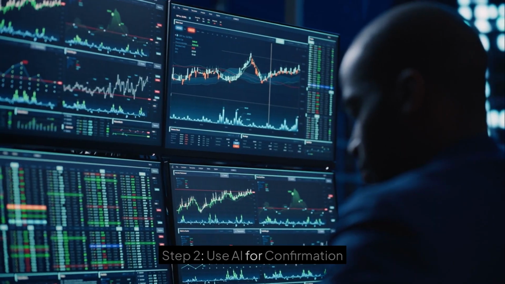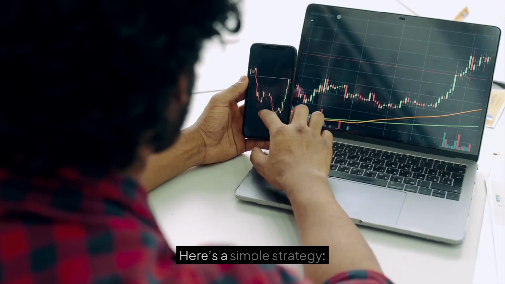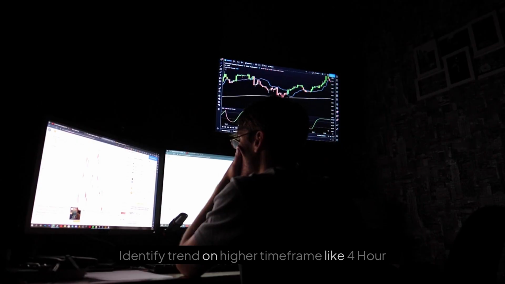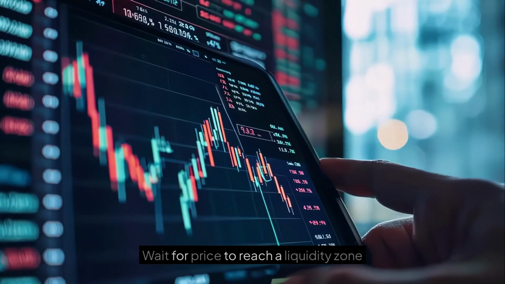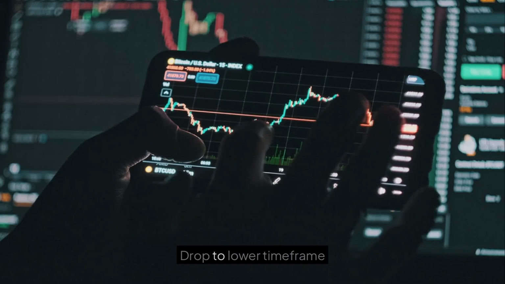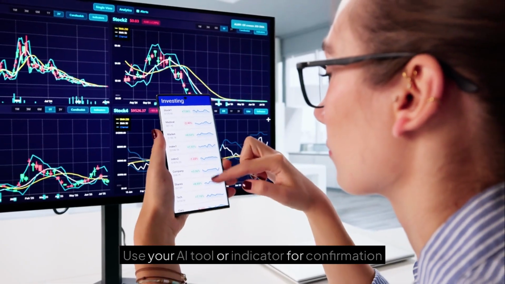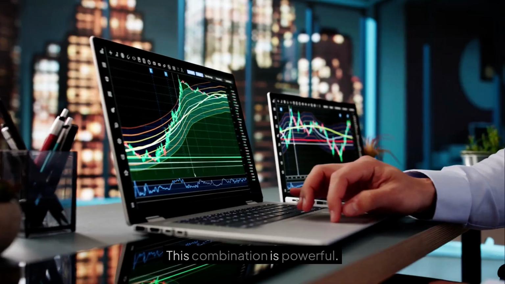Step 2. Use AI for confirmation. Here's a simple strategy. Identify trend on higher time frame, like 4 hour. Wait for price to reach a liquidity zone. Drop to lower time frame. Use your AI tool or indicator for confirmation. This combination is powerful.